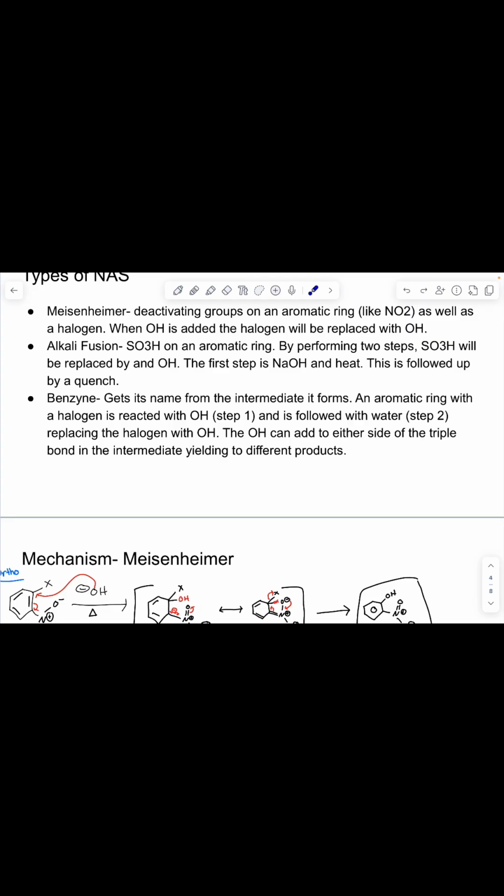and this intermediate is formed by taking a ring that has, say, a chlorine on it, or I guess just any halogen, and you react it with hydroxide, and that would form your benzyne intermediate, and you follow that up with water, which would add on the hydroxide in either the position of the chlorine or in the position next to it. That is because wherever the triple bond is forming to make the benzyne intermediate, the OH will add on either side of that triple bond, meaning you're going to get 50-50 of two products, because it's equally likely that it adds on either side.